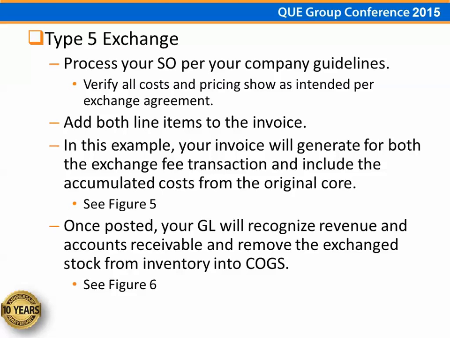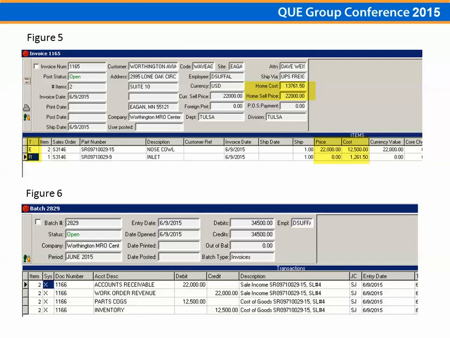And in this example, your invoice is going to generate for both the exchange fee and include the accumulated cost. So once your GL is posted, it will recognize revenue and accounts receivable and remove exchange stock from inventory and COGS. And that's just an example of the transaction.